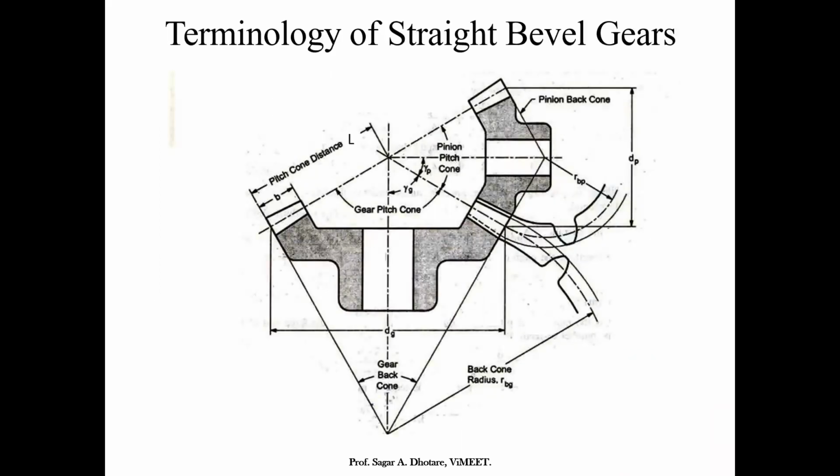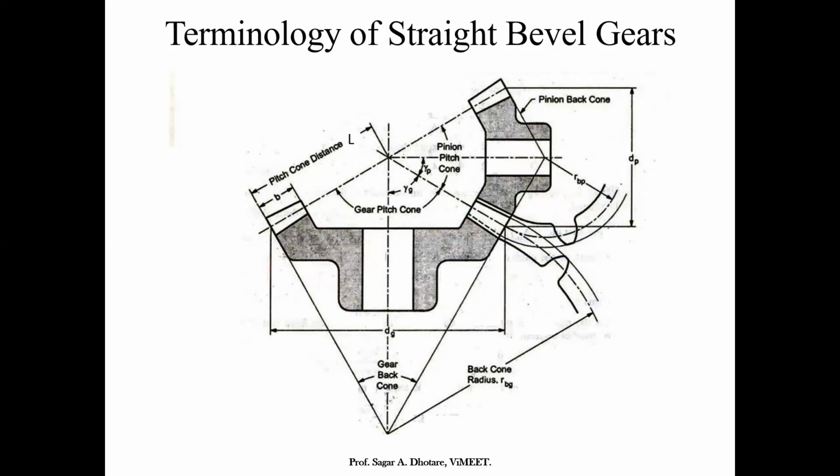So the basic terminology, as we know, the important ones are the pitch cone angle and others, shown in the figure. The cone containing the pitch elements of the teeth is called the pitch cone. The cone center is the apex of the pitch cone, the point where the axes of two meshing gears intersect each other. Pitch circle diameter is the diameter of the pitch circle at the large end. Pitch cone angle is the angle made by the pitch cone element with the axis of the gear. Pitch cone distance is the length of the pitch cone element.